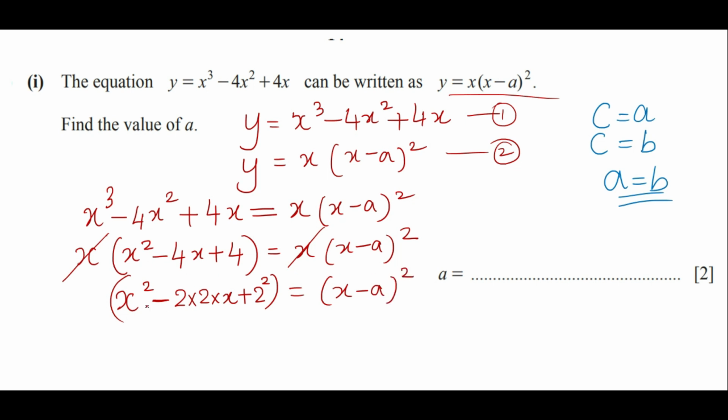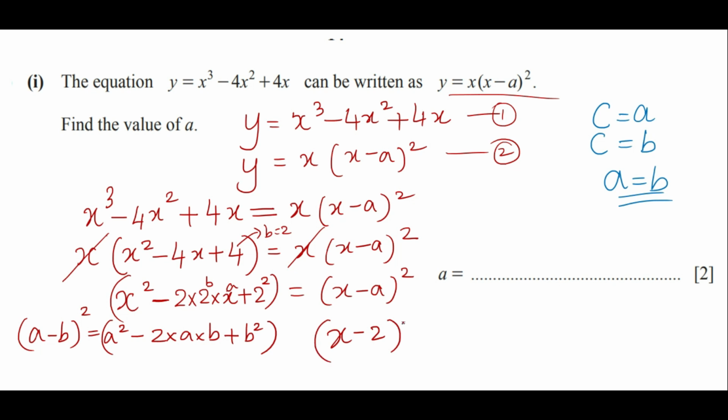Now this is the identity that I have used, which is a minus b the whole square is equal to a square minus 2 times a times b plus b square. So this is my b square, so my b is going to be 2. 2 square gives me 4. X is my a and this is my b. So this is what I have done. And I can finally write it as x minus 2 the whole square is equal to x minus a the whole square. So comparing the values, the value for a is equal to 2.